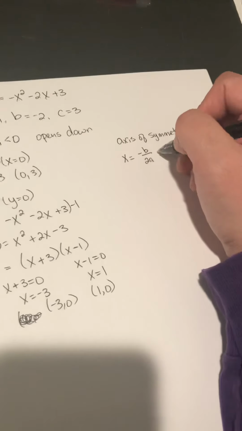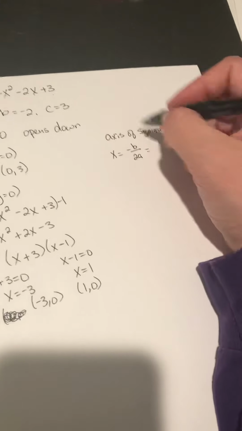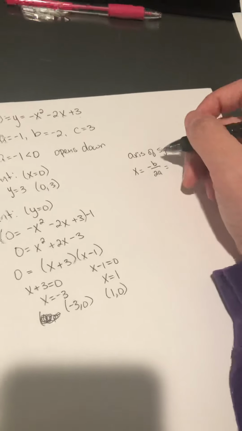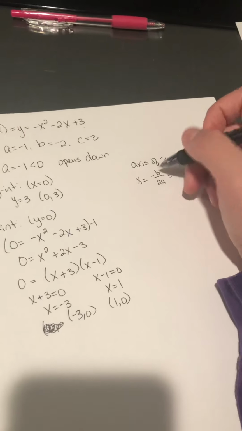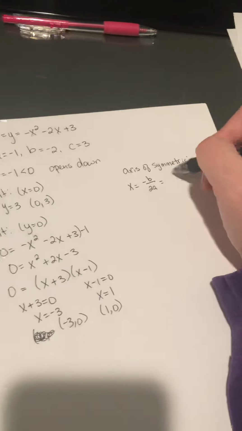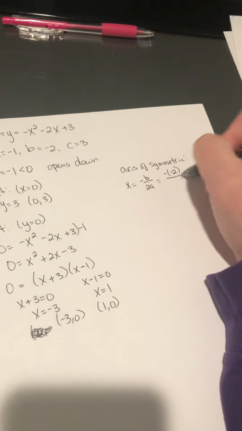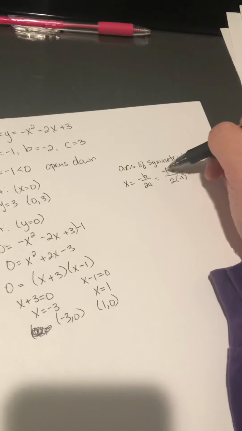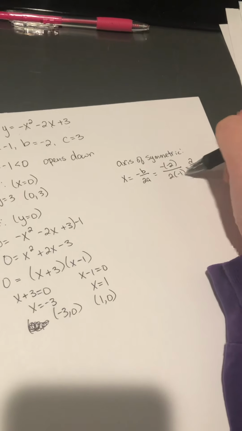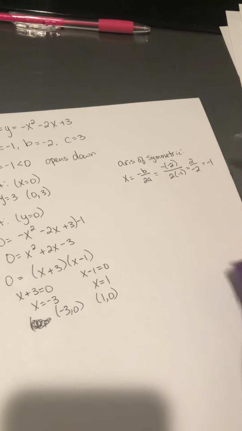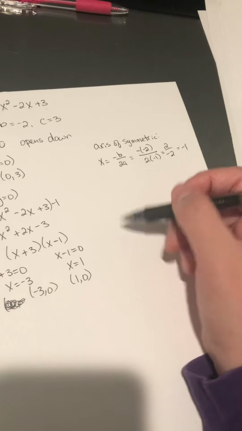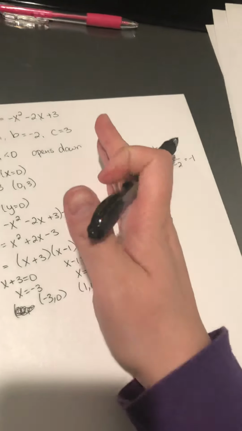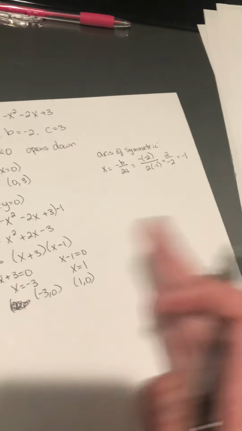Now some people don't always figure out what this is, and I don't specifically ask for it on the homework, but if you want to know what it is, you can always do it. So negative b, so I've got negative 2 is my b, over 2 times a, which is negative 1. So that is negative negative 2, which is 2, over negative 2, which is negative 1. So my axis of symmetry is x equals negative 1. If I draw a vertical line down negative 1, the left side should match the right side.